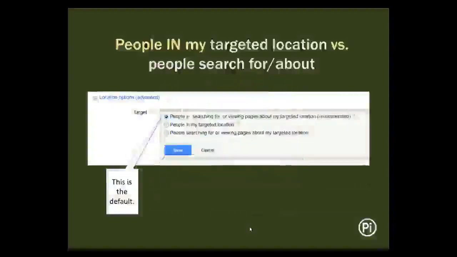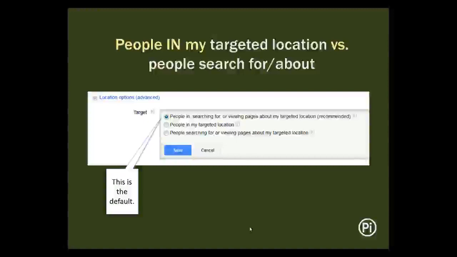Number 7. Okay, this one is a little bit trickier, and not a lot of people know about it. So this is people in my targeted location versus people searching for or about my targeted location. By default, it is people in, searching for, or viewing pages about my targeted location. This is not good if you're trying to do any kind of geo-targeting whatsoever at the campaign level. So if you're just targeting the United States for your campaign level, it's okay. It's not great. I recommend people in my targeted location, especially if you're watching the pennies at all.